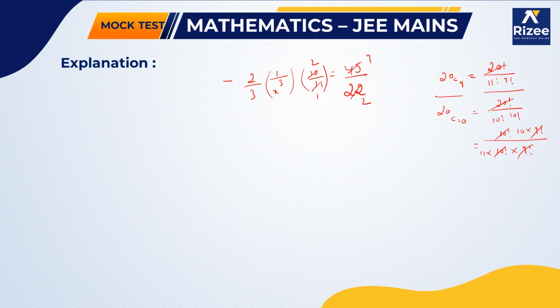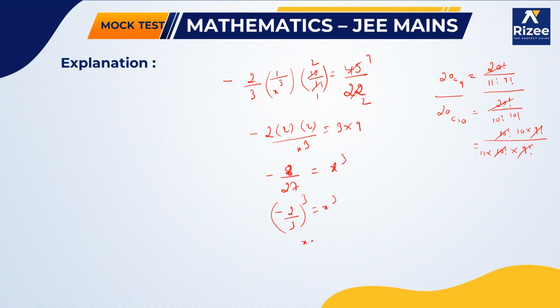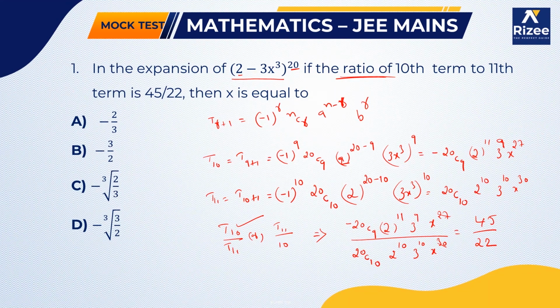So cross multiplying here, minus 2 into 2 into 2 by x cube equals 3 into 9, that is equal to minus 2 by 27, which is 8 by, 2 2s are 4, 4 2s are 8, x cube, which can be written as (minus 2 by 3) whole cube, x cube. X is equal to minus 2 by 3. The answer is minus 2 by 3. Moving to the next question.